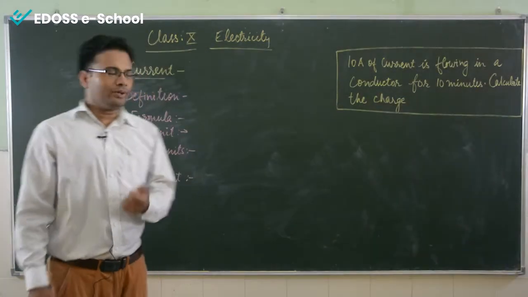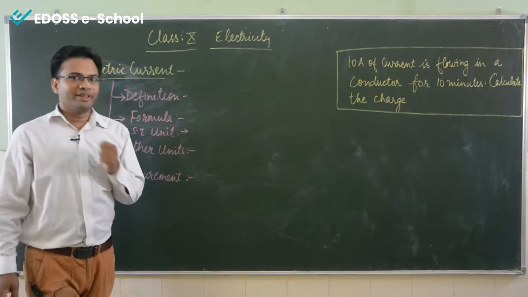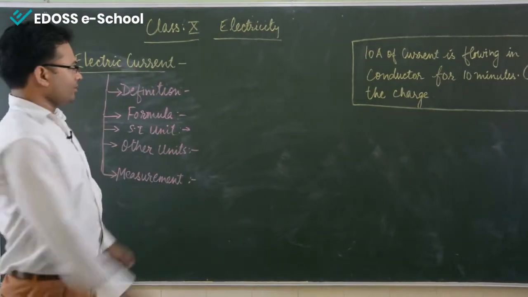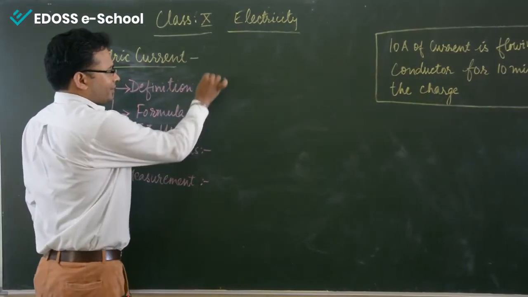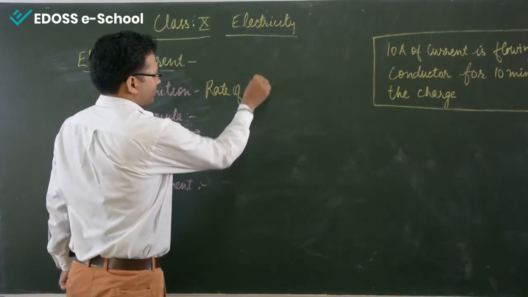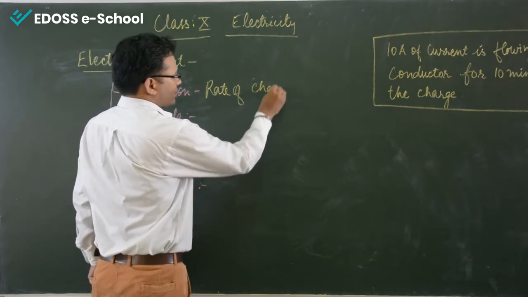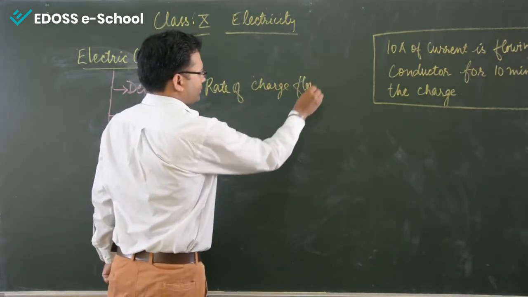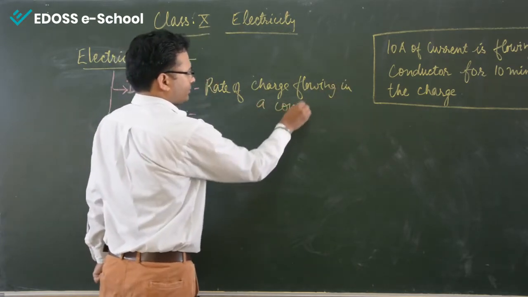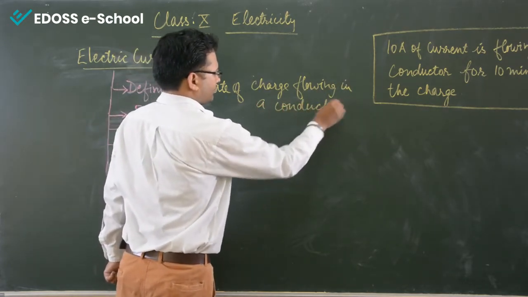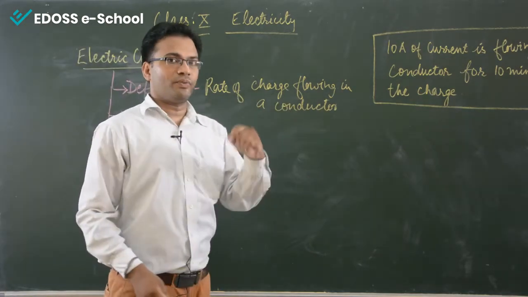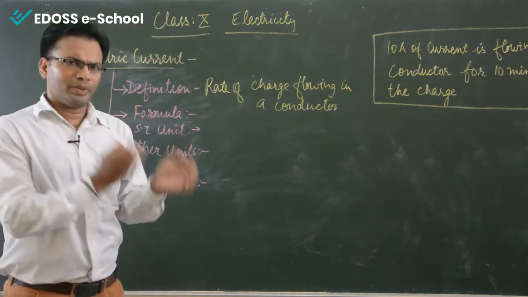Now we'll talk about electric current. What could be the definition of electric current and how is it related with electric charge? The definition of electric current is the rate of charge flowing in a conductor. So how much amount of charge is flowing in a conductor per unit time.